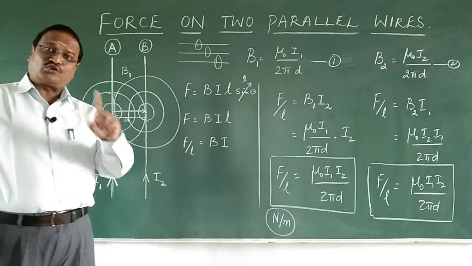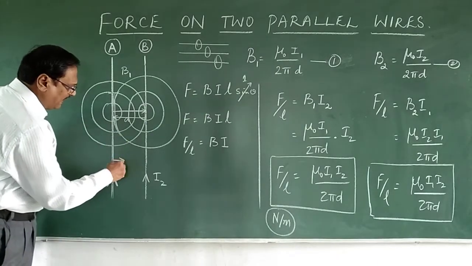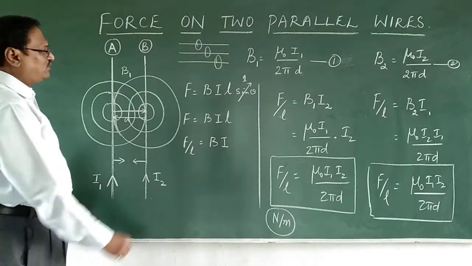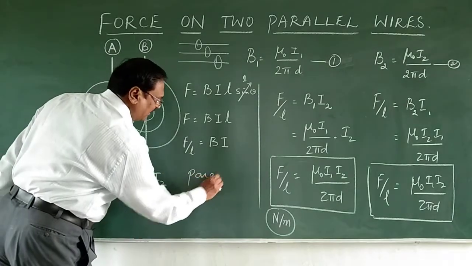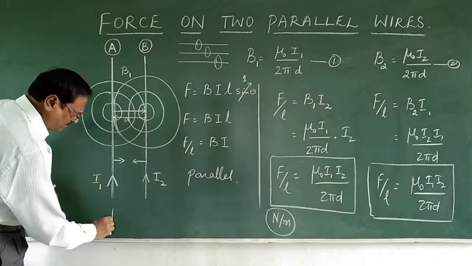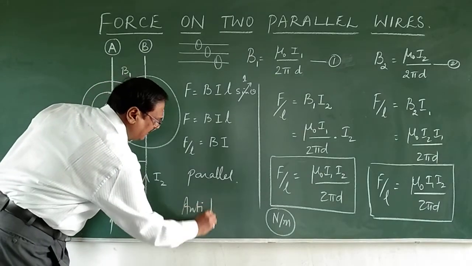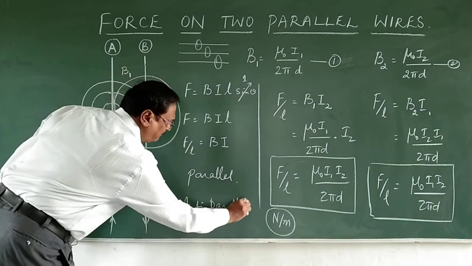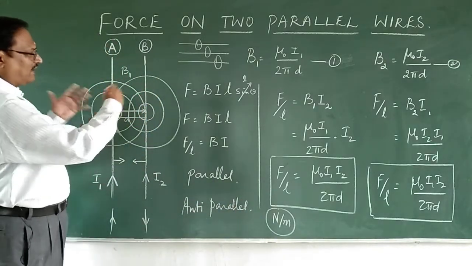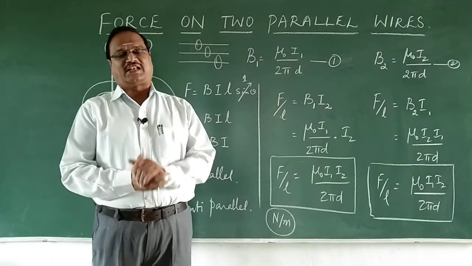If current flows through both of them in the same direction, they will attract each other. This is called parallel current. Now, if suppose current is in opposite direction, one above, another comes down, they are called anti-parallel. When they are anti-parallel, they will be repulsive. The force is attractive or repulsive depending on the direction of the current flow.